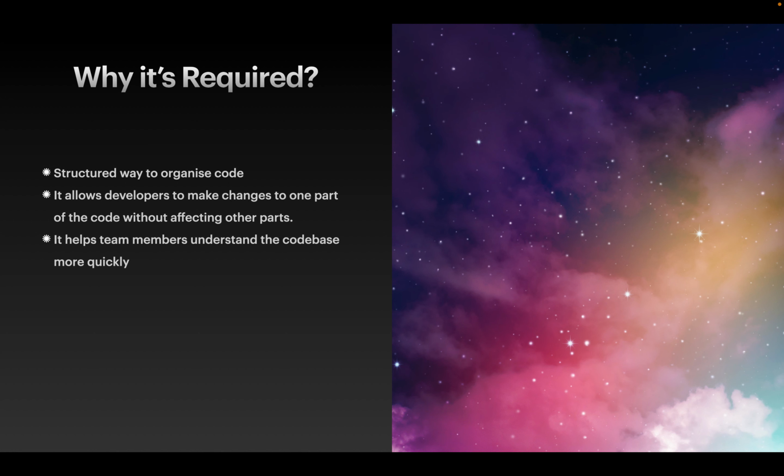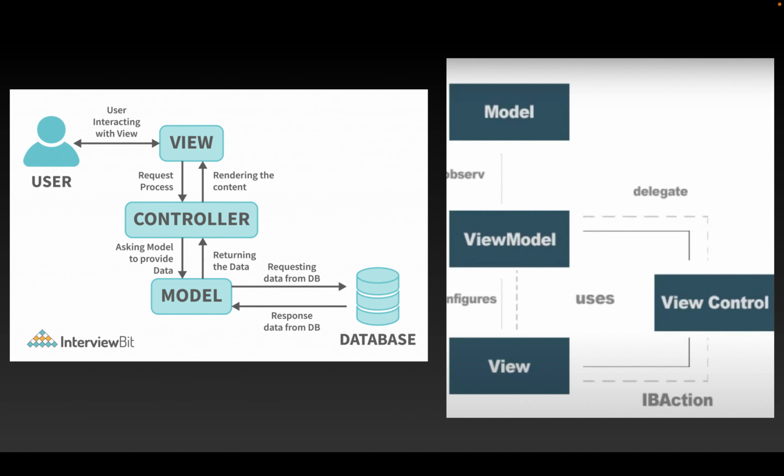There are a lot of architectural patterns available, but we are discussing the major ones, that is MVC and MVVM. On the left side, I have shown the MVC pattern, that is model, view and controller, and on the right side is the model, view and view model pattern. These are the two major architectural patterns we mostly follow. The architectural pattern will be chosen based on the program complexity.